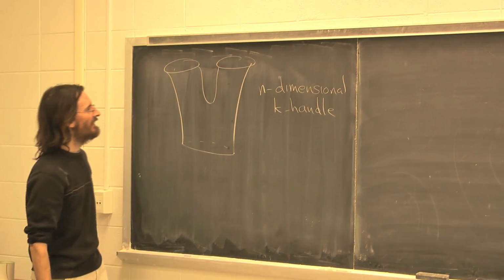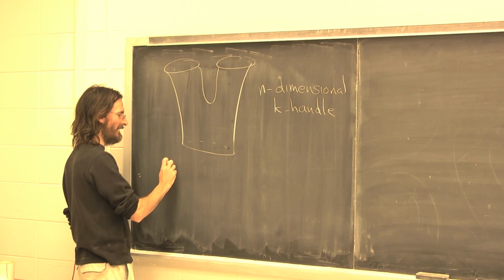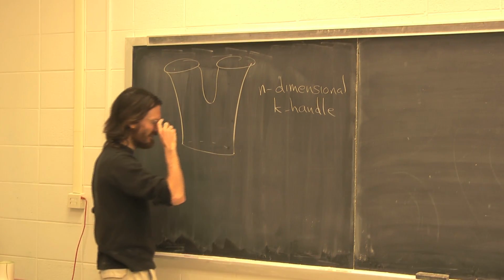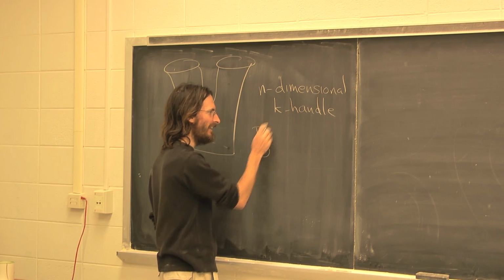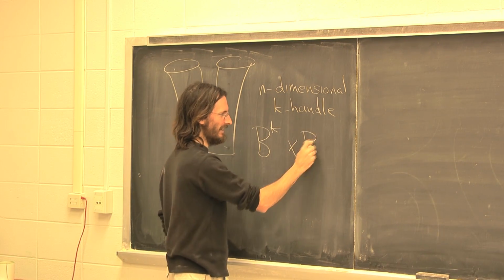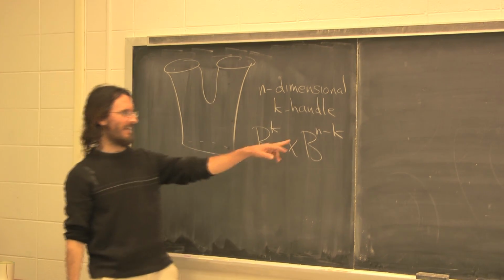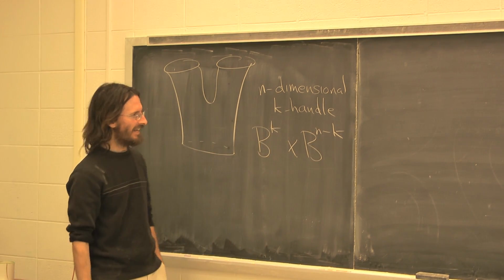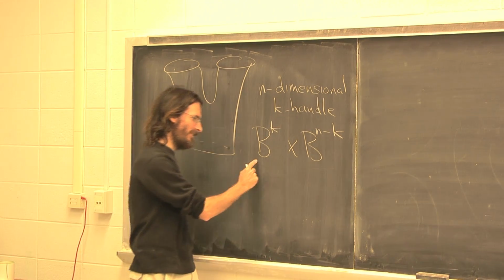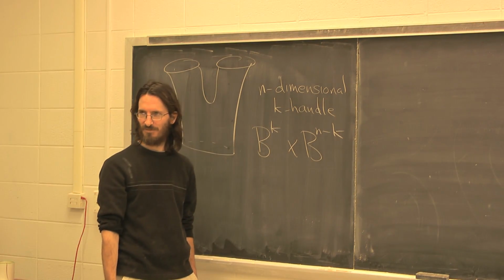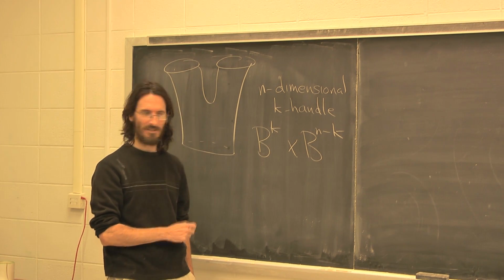There are various different ways in which you can think about what this object is. In general, an n-dimensional k-handle: the most standard thing that you say is an n-dimensional k-handle is B^k times B^(n-k). Okay, so it's n-dimensional because these things add up. B stands for ball, right? Notice that this is not a smooth manifold, it has corners. Its boundary naturally decomposes into two parts.